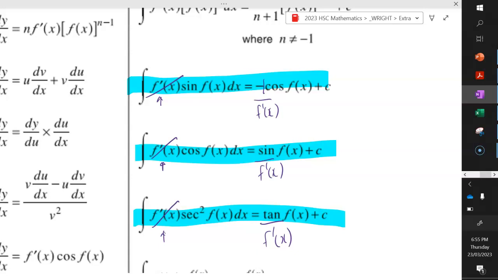So when we integrate sine of f of x, we look at our function, we find the derivative, we divide by it. When it's sine, it goes to minus cos, cos goes to sine, sec squared goes to tan. That's how I'd like us to have a look at it. Let's go back and look at some questions.